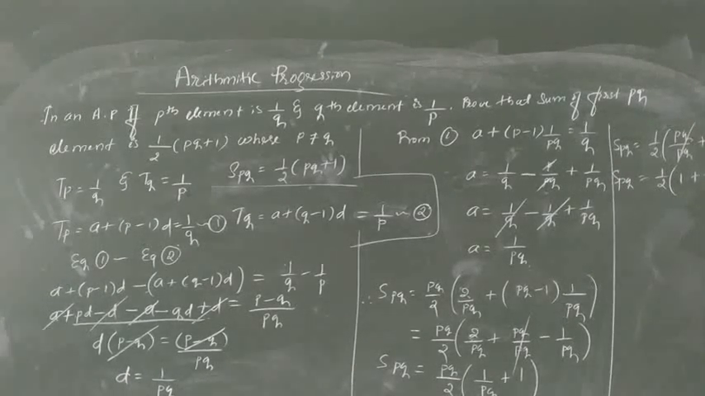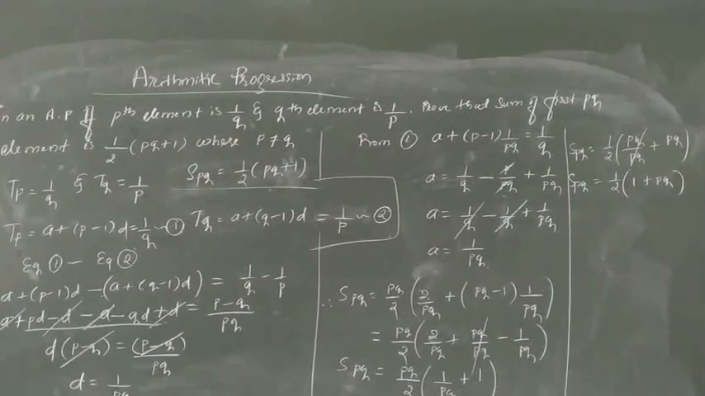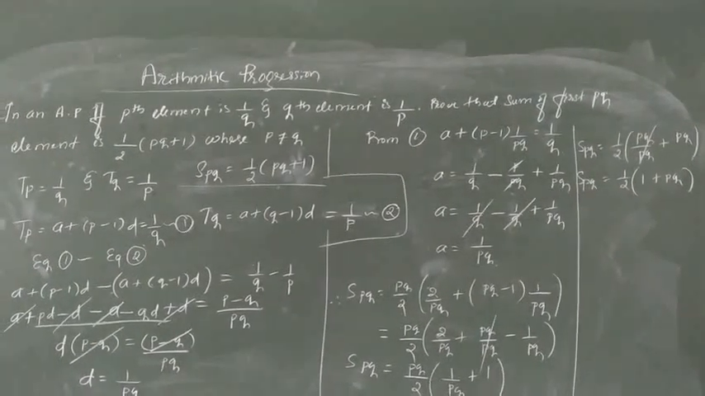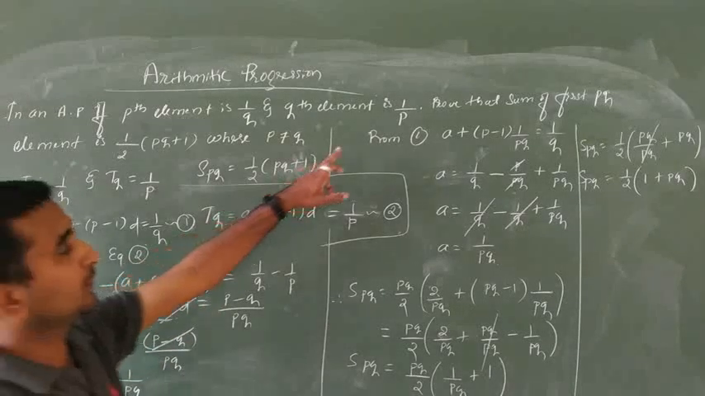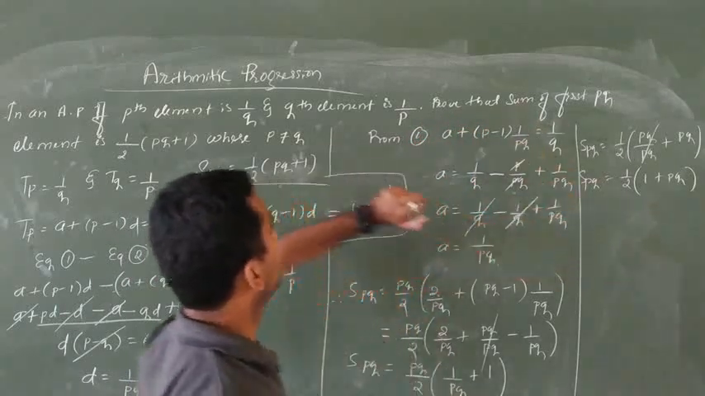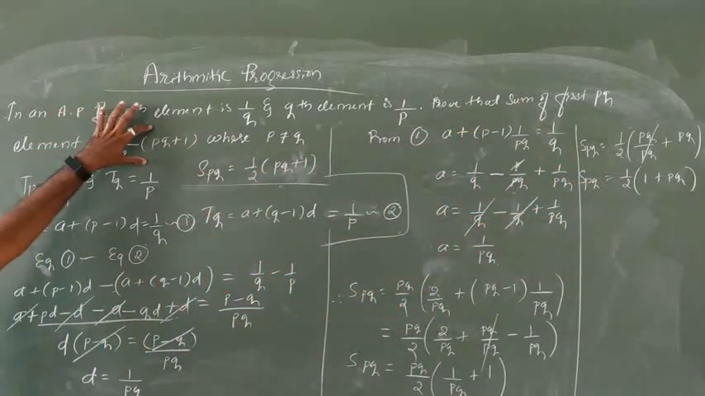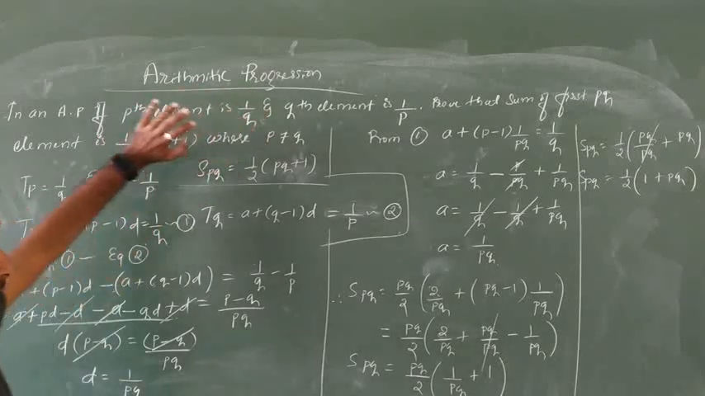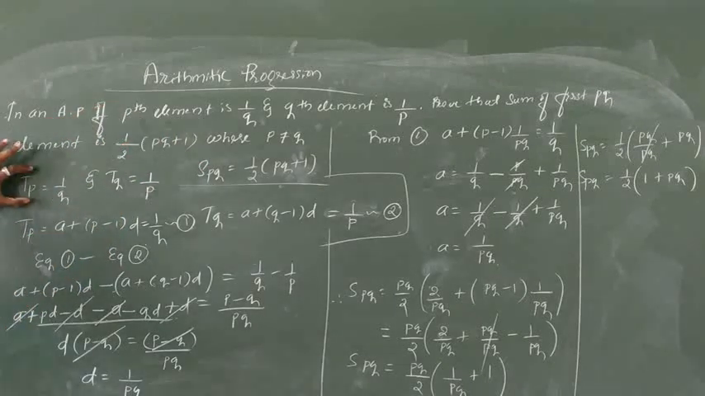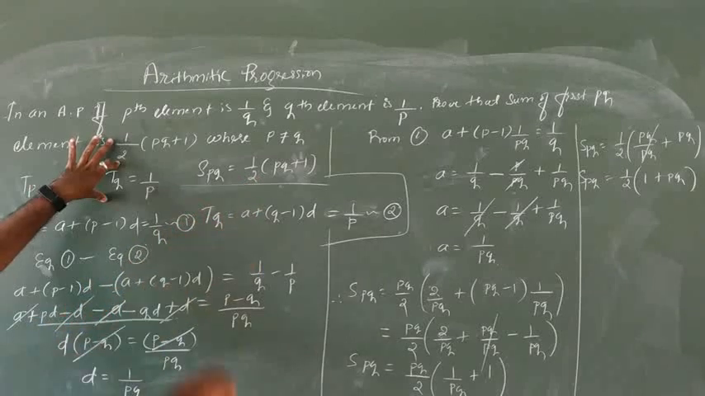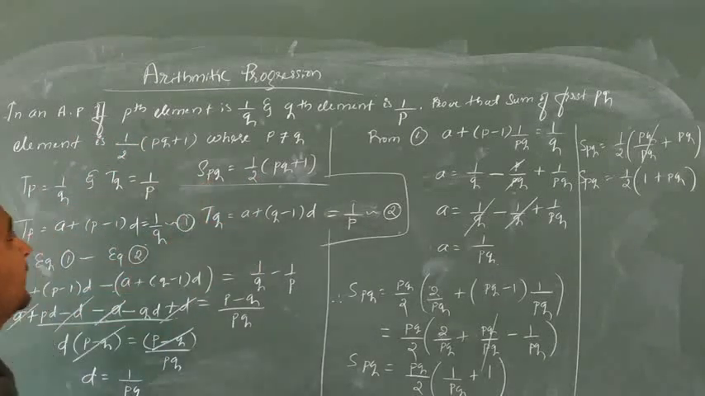So this example is very simple. Again I am going to explain this one. Here what they have said: in an AP the pth element is 1 by q and the qth element is 1 by p. Prove that the sum of the first pq elements is 1 by 2 (pq plus 1), where p is not equal to q. So tp is equal to 1 by q, and tq is 1 by p. What we have to prove is that S pq is equal to 1 by 2 (pq plus 1).